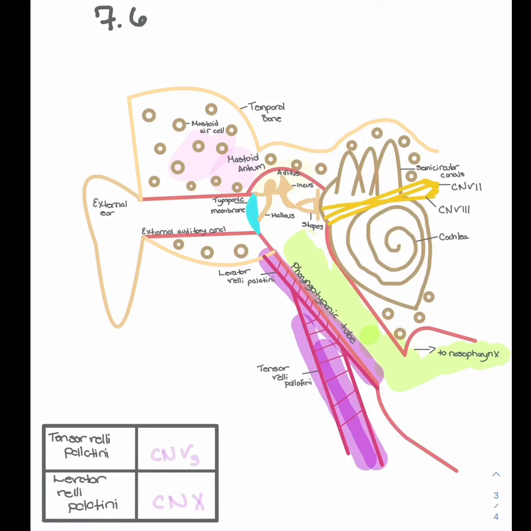It is innervated by the medial pterygoid nerve, which is a branch of the mandibular branch of cranial nerve 5. This is the only muscle of the palate not innervated by the pharyngeal plexus. The levator veli palatini elevates the soft palate during swallowing and yawning and is innervated by the pharyngeal branch of the vagus nerve.